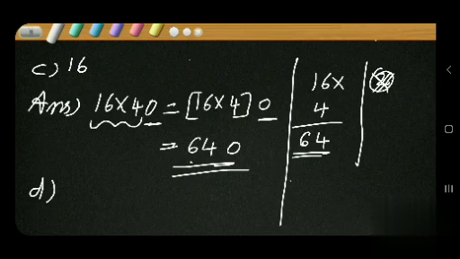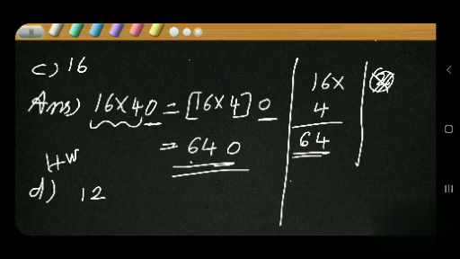D is homework. Try to do 12 into 40. This is homework. Now we have completed question number 3. Hope you understood the multiplication well. Try to do the homework today itself.